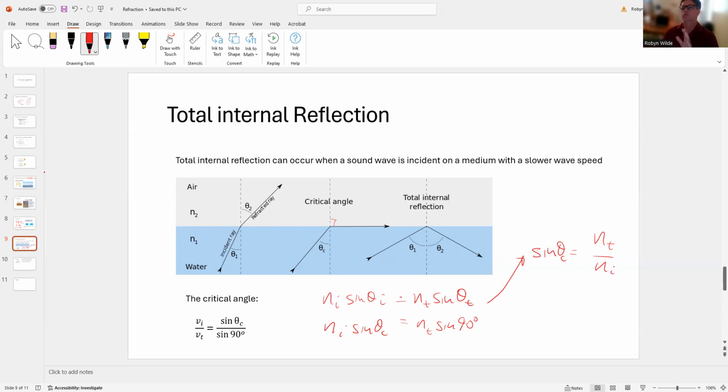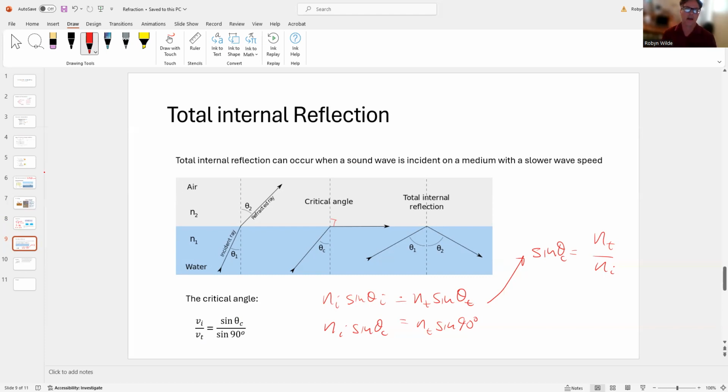Now, what this means is once we get to the critical angle, since the transmitted angle is 90, no light comes out of the water. It is totally internally reflected. And any angle above the critical angle, as I make this theta incident bigger, is going to give total internal reflection. I will never get light out of the medium if my incident angle is above the critical angle.